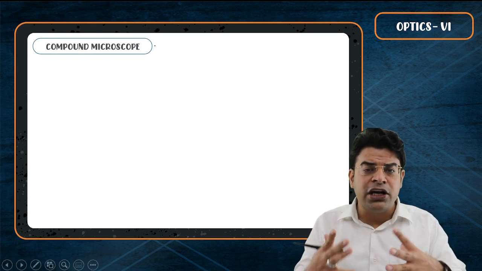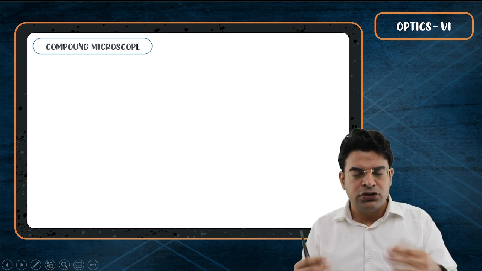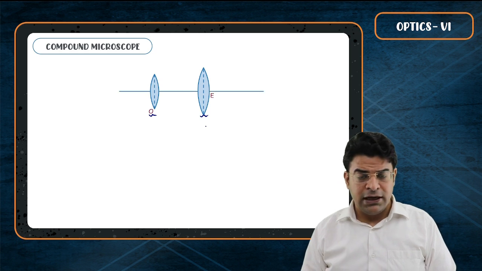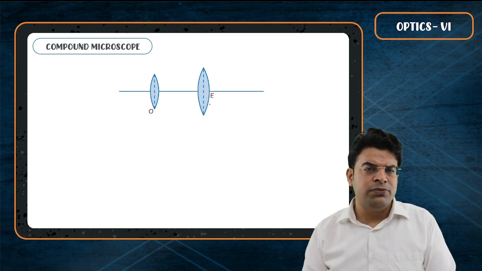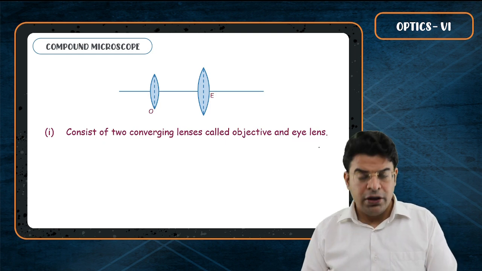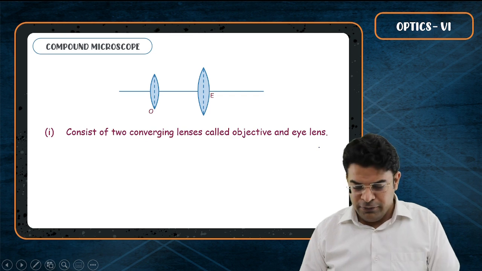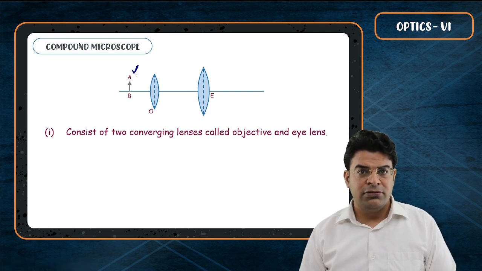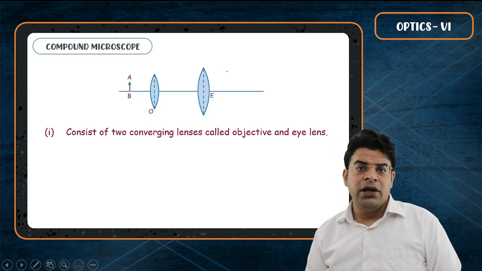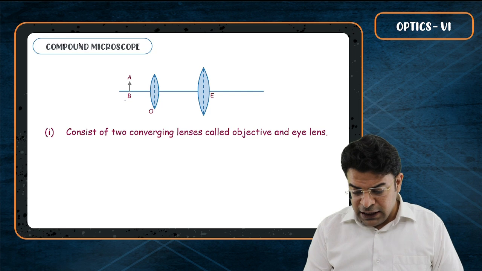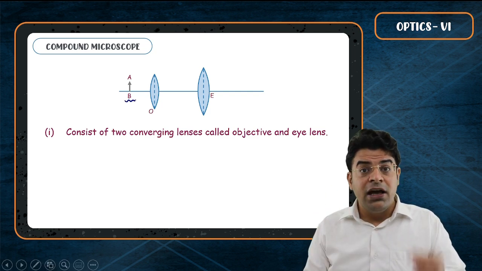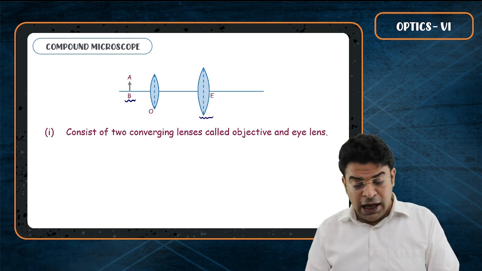As the name itself says, the compound microscope has two lenses. In the compound microscope we have two lenses, called the objective and the eyepiece, or objective and eye lens. It consists of two converging lenses called the objective and the eye lens. The objective is called objective because it is placed close to the object, and the eyepiece is called eyepiece because it is close to the eye. Now here we need to understand one thing: the image formed by the objective acts as the object for the eyepiece.